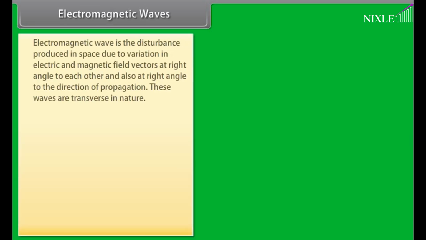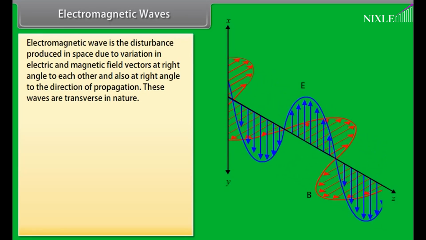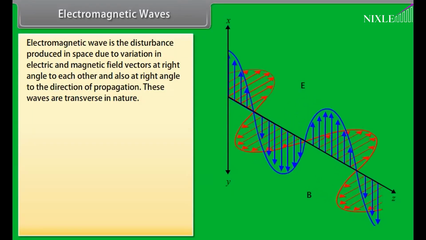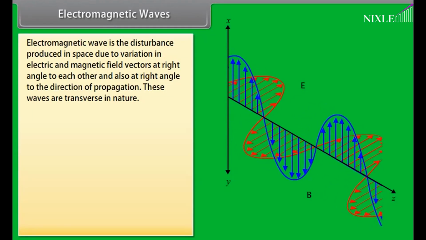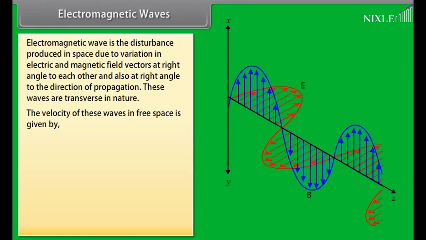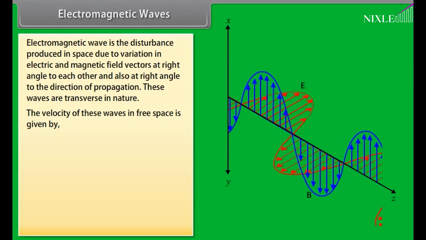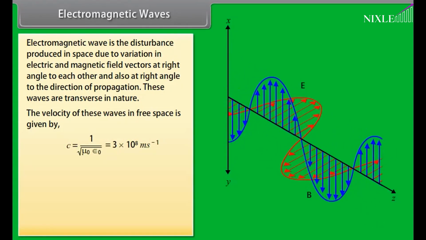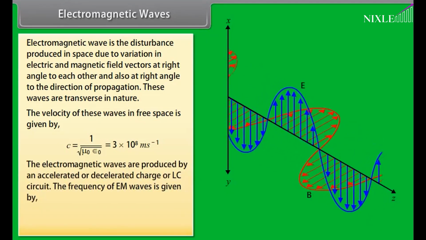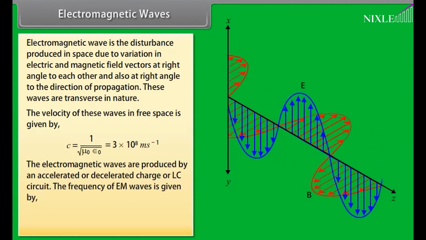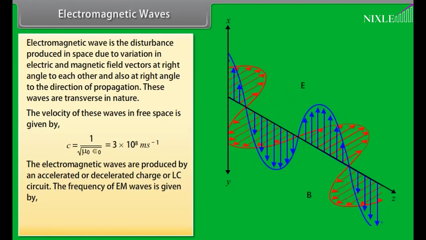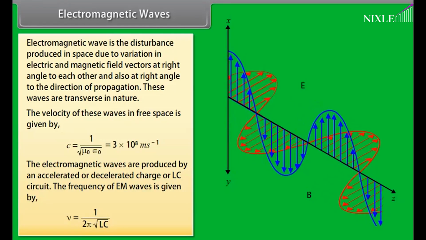Electromagnetic waves. An electromagnetic wave is the disturbance produced in space due to variation in electric and magnetic field vectors at right angles to each other and also at right angles to the direction of propagation. These waves are transverse in nature. The velocity of these waves in free space is equal to the velocity of light, which is 3 into 10 raised to the power 8 meters per second. Electromagnetic waves are produced by an accelerated or decelerated charge in an LC circuit. The frequency of EM waves is given by 1 upon 2 pi root LC.